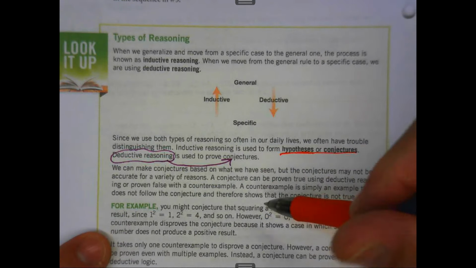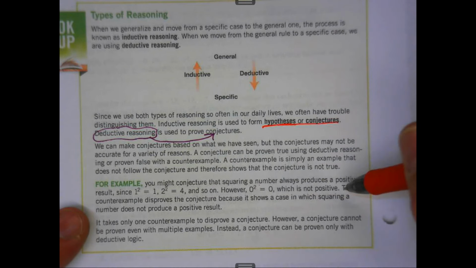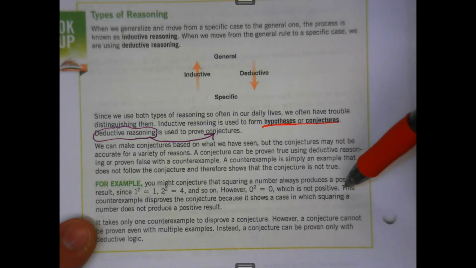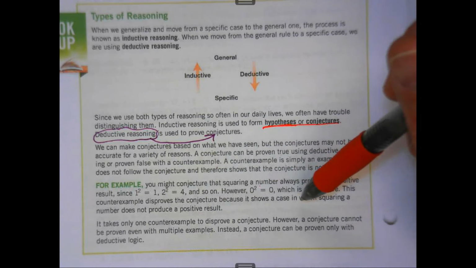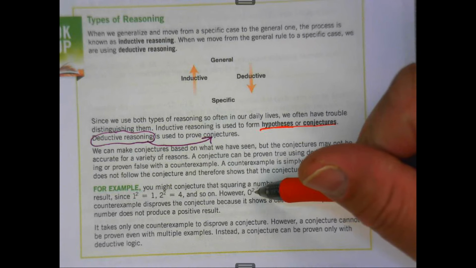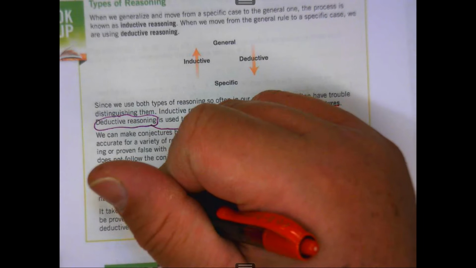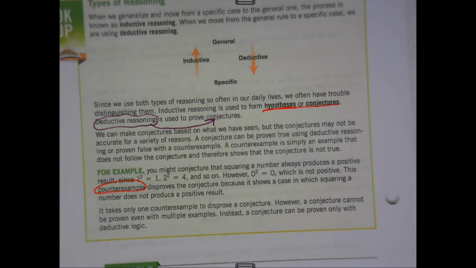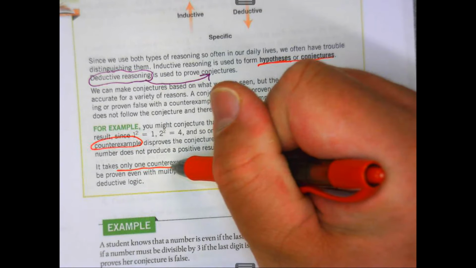This counterexample disproves the conjecture, because it shows a case in which squaring a number does not produce a positive result. Again, 0 is neutral. It's neither negative nor positive. So as soon as you get one counterexample, your conjecture or hypothesis is wrong. And here it goes on to explain it here. Only one counterexample disproves a conjecture. However, a conjecture cannot be proven even with multiple examples. Instead, a conjecture can be proven only with deductive logic.